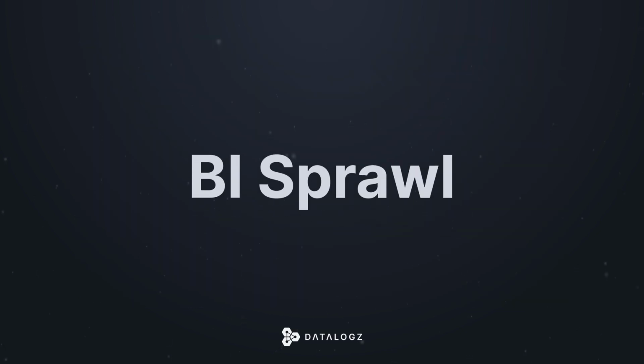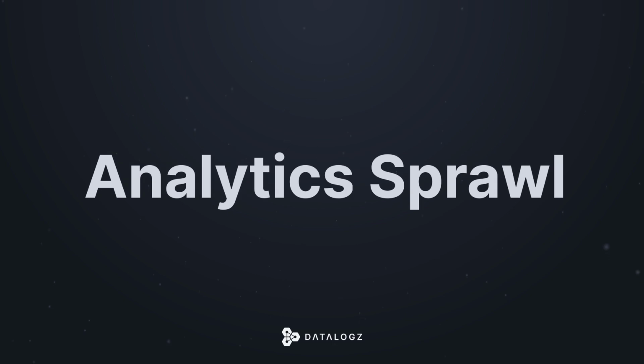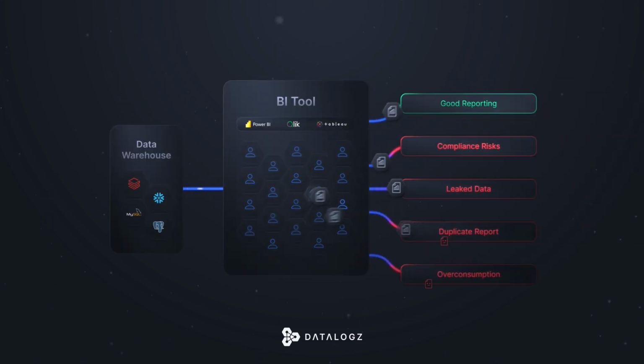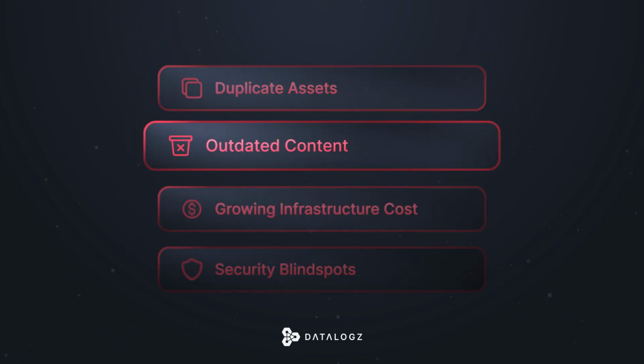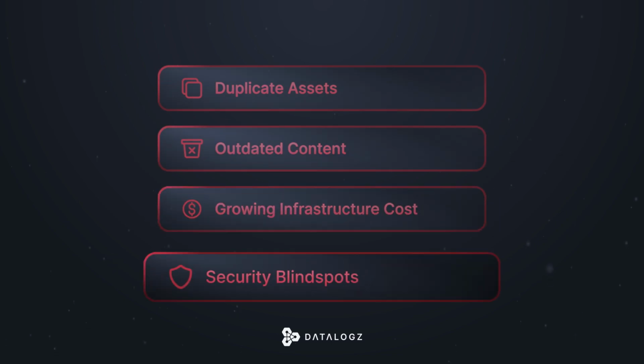Today, I'm going to walk through our platform Control Tower and show you how it can be used to address BI sprawl in your organization. Business intelligence sprawl is one of the biggest hidden challenges facing modern data teams. As organizations scale, dashboards, reports, and datasets multiply across tools like Tableau, Power BI, and Qlik, leading to duplicates, outdated content, rising costs, and security blind spots.